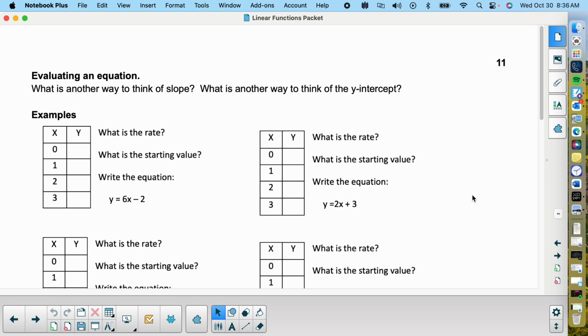So we've got 6x minus 2. It only has 2 numbers in the equation, right? Do you remember what the number on the x stands for? Perfect. So the other number would have to be the y-intercept, which is negative 2.